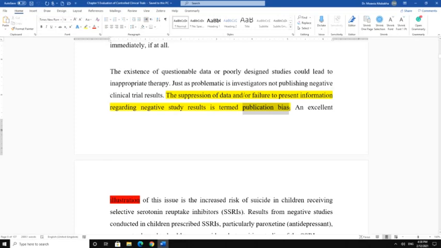So what is publication bias? Publication bias is when there is negative data, and I don't want to include this in my paper, so I'm suppressing some data. Or maybe the journal itself is rejecting a manuscript with negative results, and this leads to publication bias.